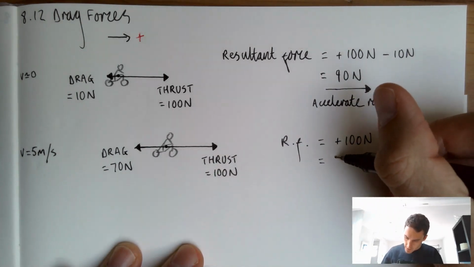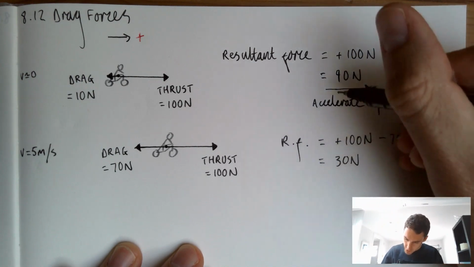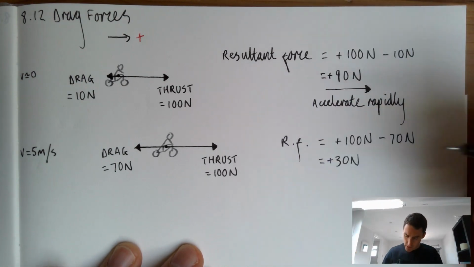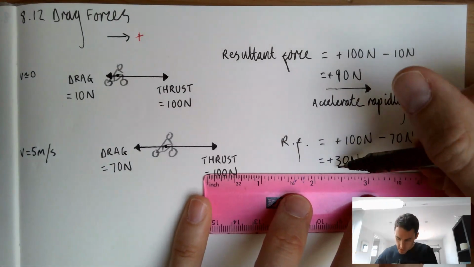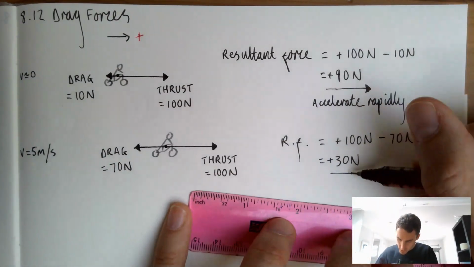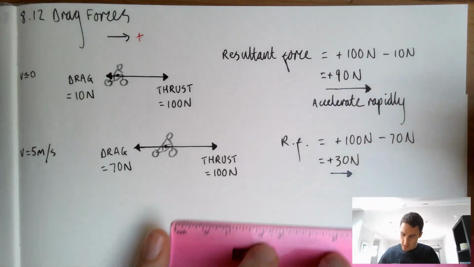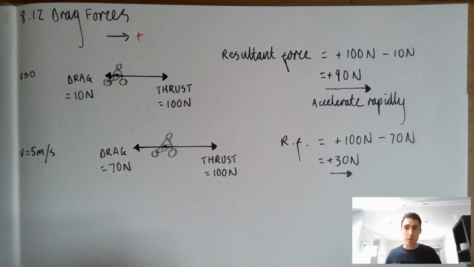Well, now I get, really put pluses here, shouldn't I? It's plus 30 newtons, so it's in that direction. But what you want students to notice is that because the drag force has increased, the resultant force has decreased.